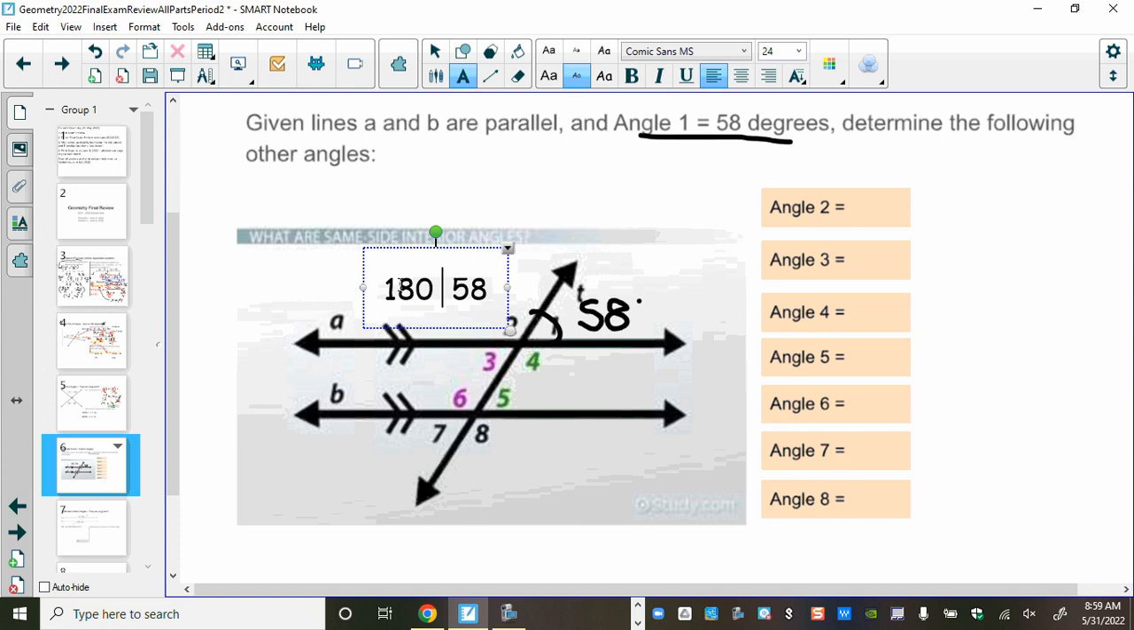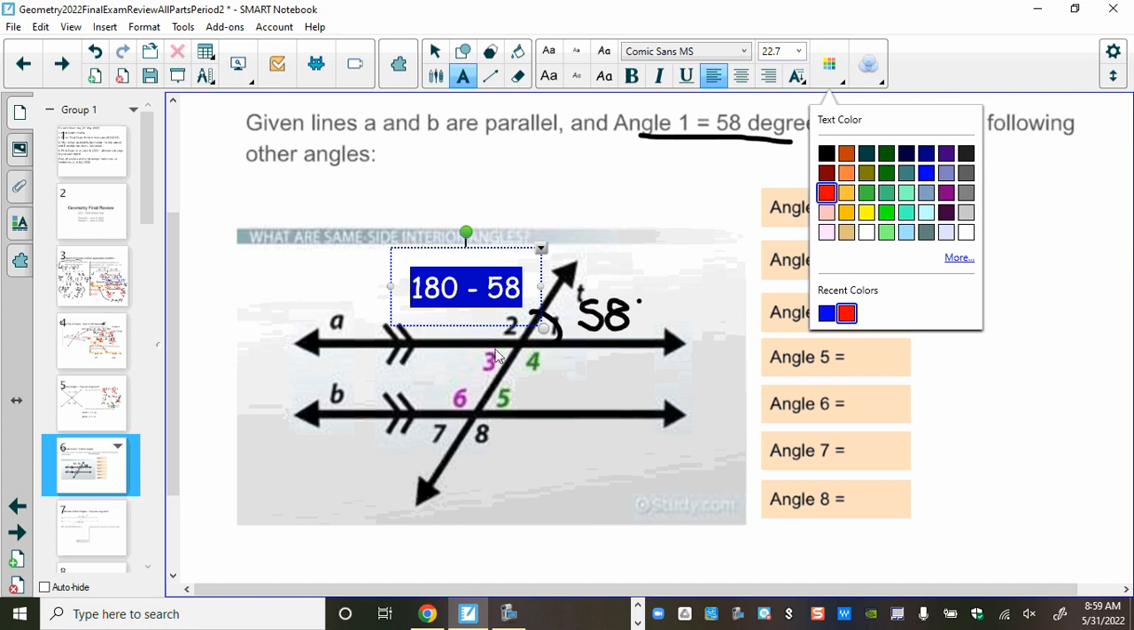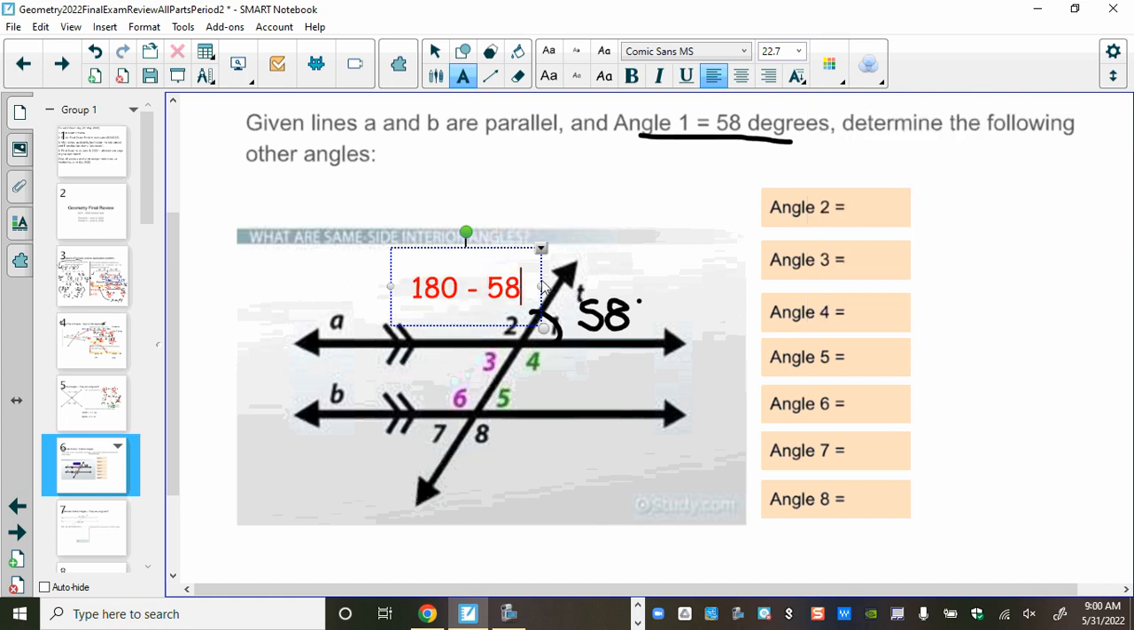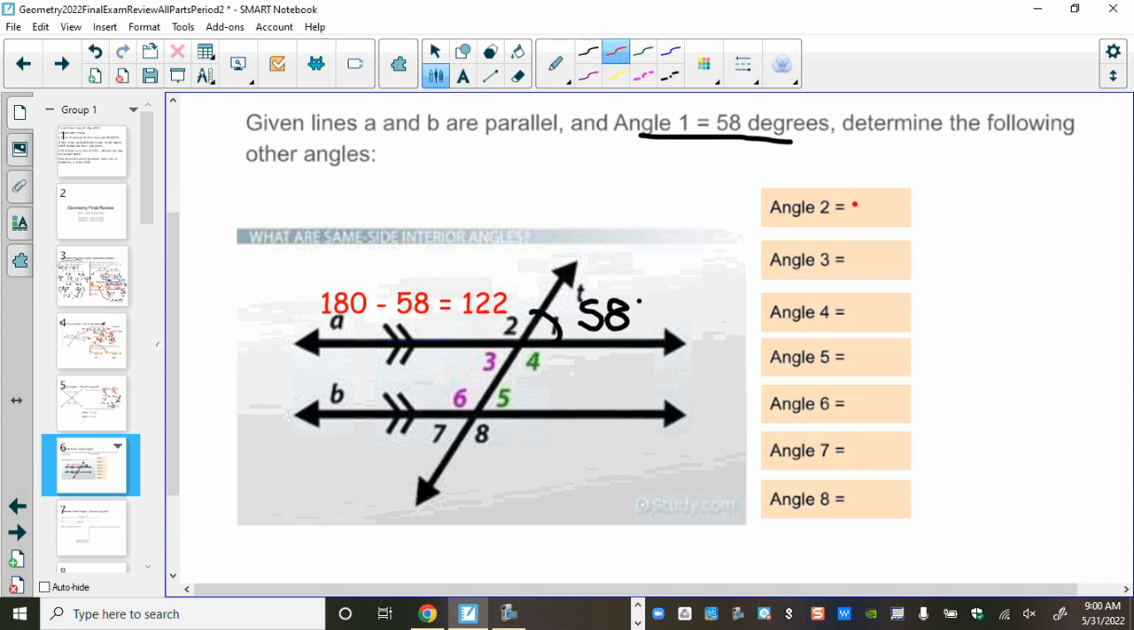If we don't know this, we're in a whole lot of trouble. Put a minus sign. That's right, Joey. 180 minus 58 is 122. That's right. So, Joey and Andrew are right. 180 minus 58 is 122. That's angle number 2, because angle 1 and angle 2 form a linear pair.